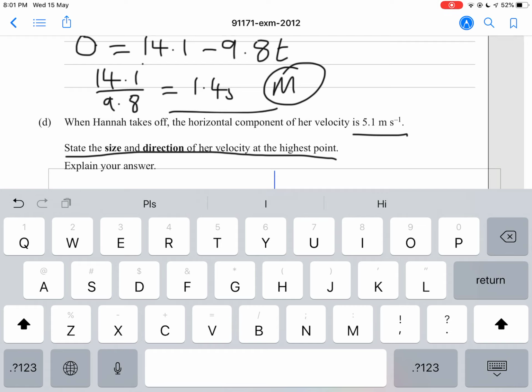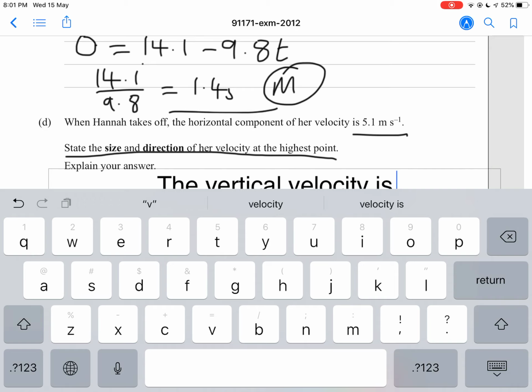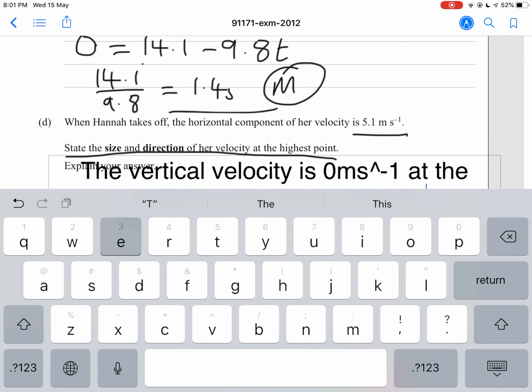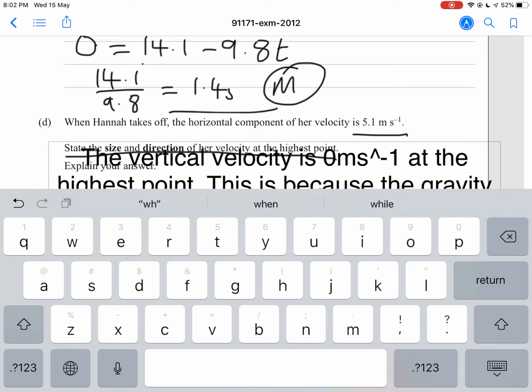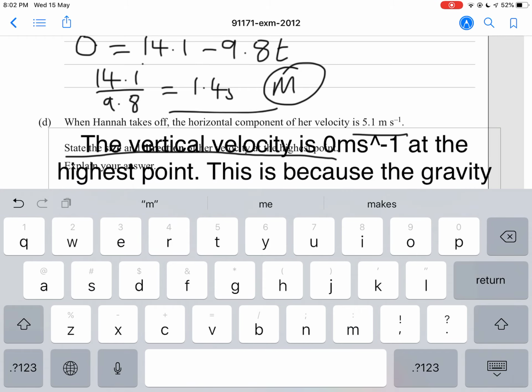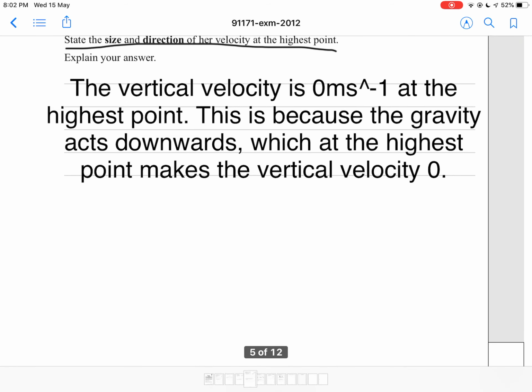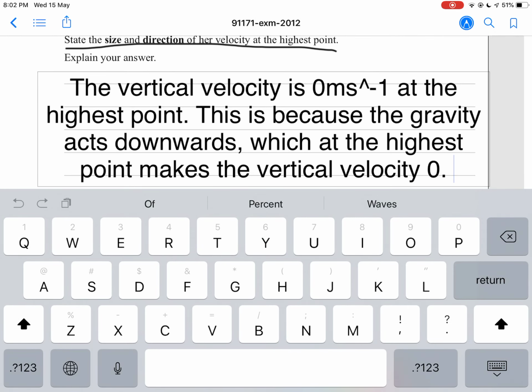So how are you going to answer this question? You're going to say the vertical velocity is 0 m/s at the highest point. This is because gravity acts downwards, which at the highest point makes the vertical velocity 0. That's basically what you're saying. Because gravity accelerates at 9.8 meters per second squared downwards, at the top it will be 0 meters per second, and then it will begin to accelerate downwards.